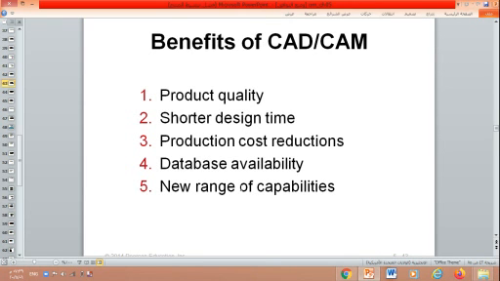What are the main benefits of computer-aided design and computer-aided manufacturing? First of all, it improves product quality. Also, it shortens the design time, of course, because it is designed using computer programs. Also, the production cost will be reduced. Database availability means that it makes the data available for any future projects, a new range of capability in order to compete in a global market.